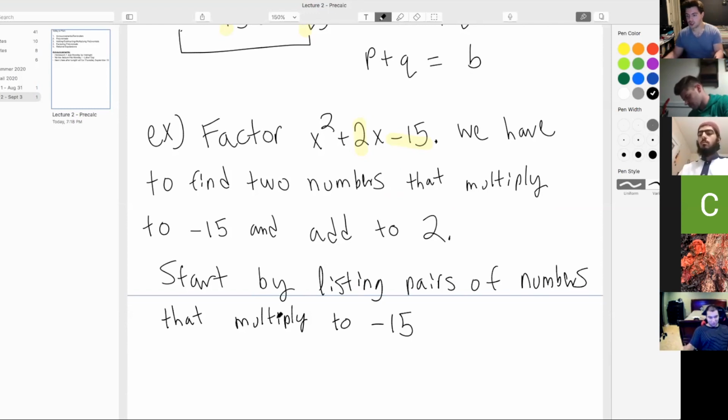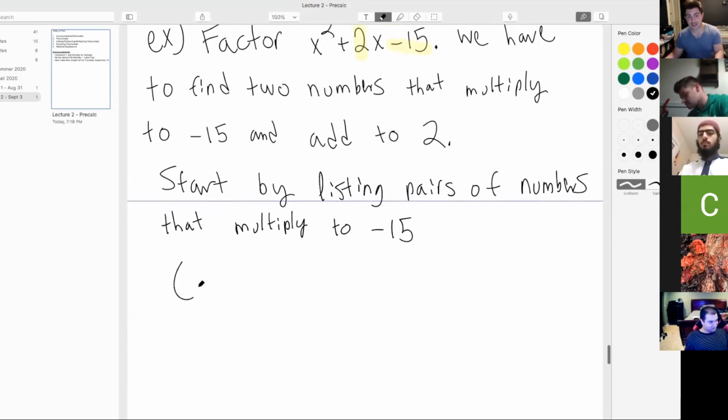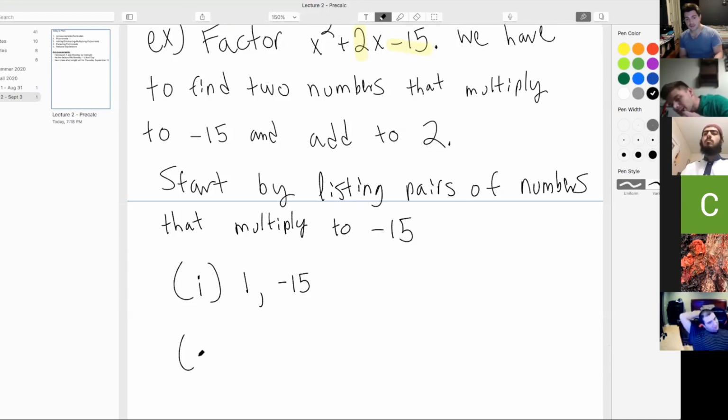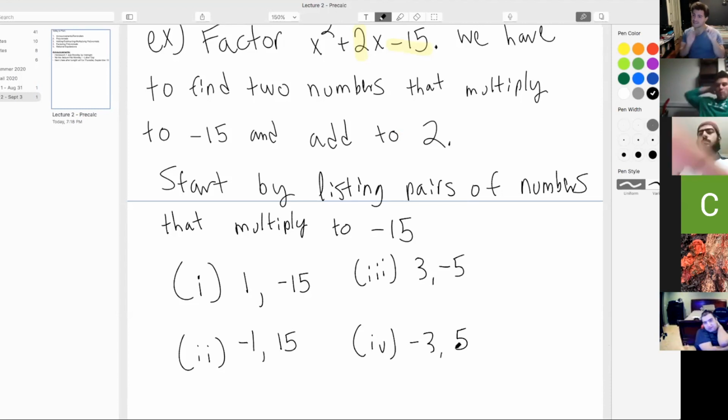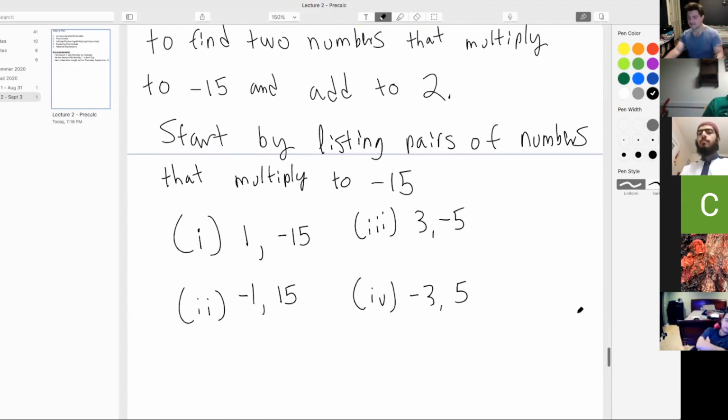Let me list pairs of numbers that multiply to negative 15. Here's one such pair, 1 and negative 15. If I multiply those together, I will definitely get negative 15. Here's another pair, negative 1 and positive 15. Next pair, 3 and negative 5. Last pair, negative 3 and positive 5. We have just listed all pairs of numbers that multiply to negative 15.